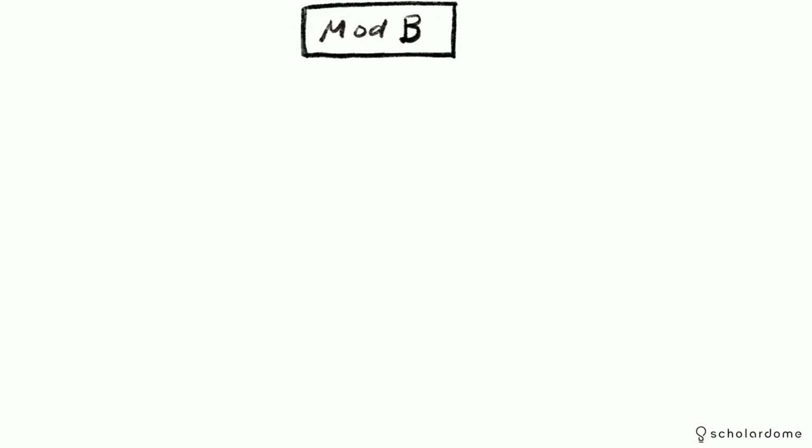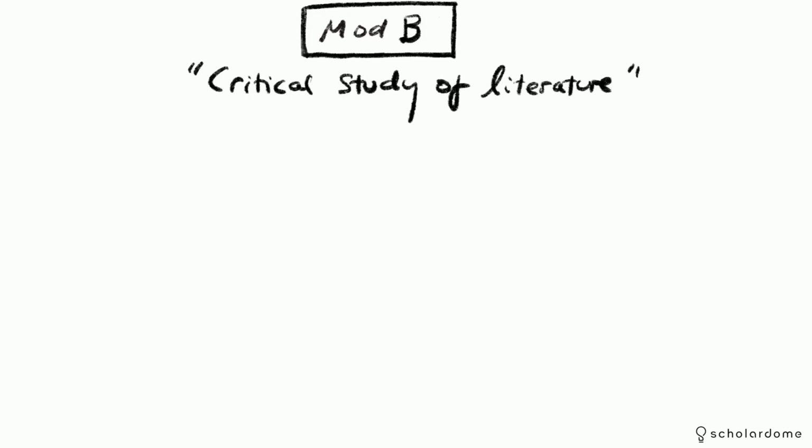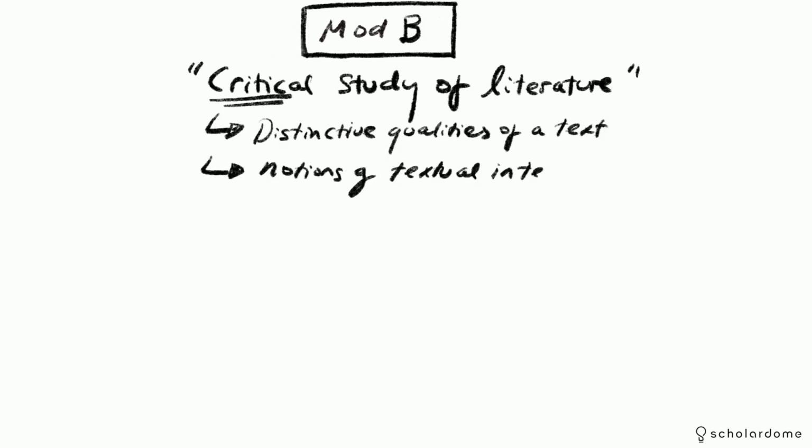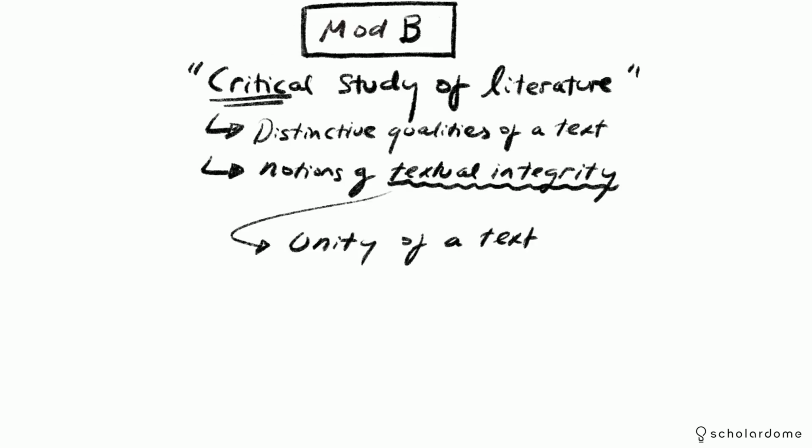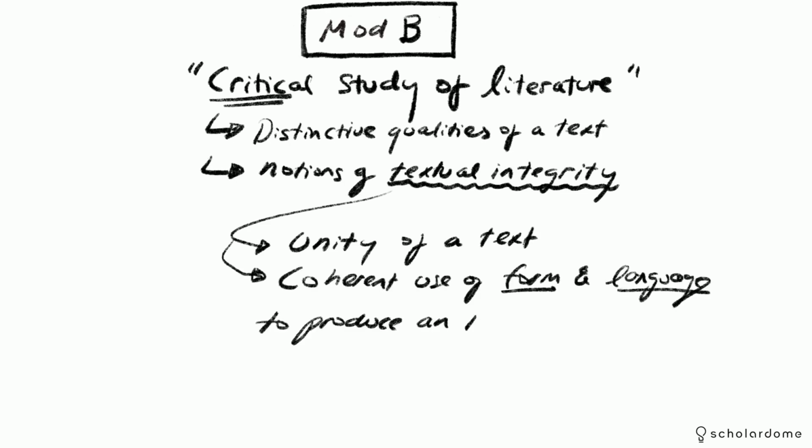Next we have Module B. Now, Module B is called Critical Study of Literature, and as the title suggests, this is what we call a critical study, and this is where we look at a text critically by looking at the distinctive qualities of the text and notions of textual integrity. Now, textual integrity is just a fancy word to mean the unity of a text or how everything comes together to create a whole, whether it be through the use of form and language.